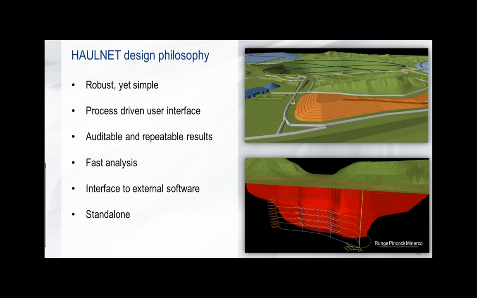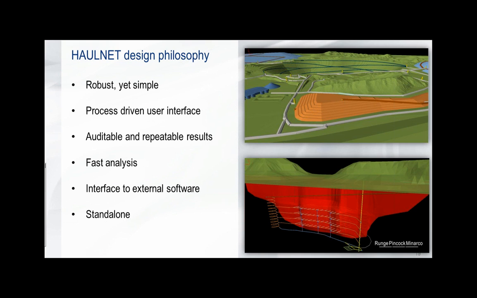So the HAULNET design philosophy was very simple from the start. It needed to be a robust yet simple design. It had to be extremely easy to use, obviously, because the more complicated a product is, the less usage or uptake we tend to see. It uses a process-driven user interface. Now this is going to become a common theme throughout RPM's software offerings over the next 12 months, and you'll see that and hear about it much more often. And what that allows us to do is it reduces the training time and it reduces the amount of time taken to get up to speed with our product.